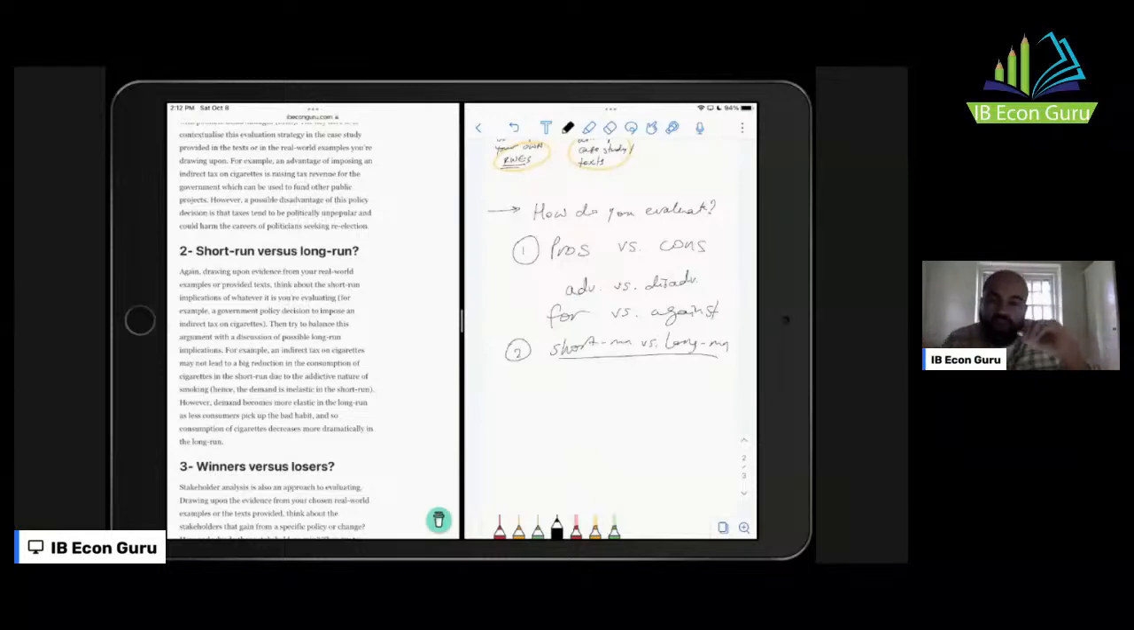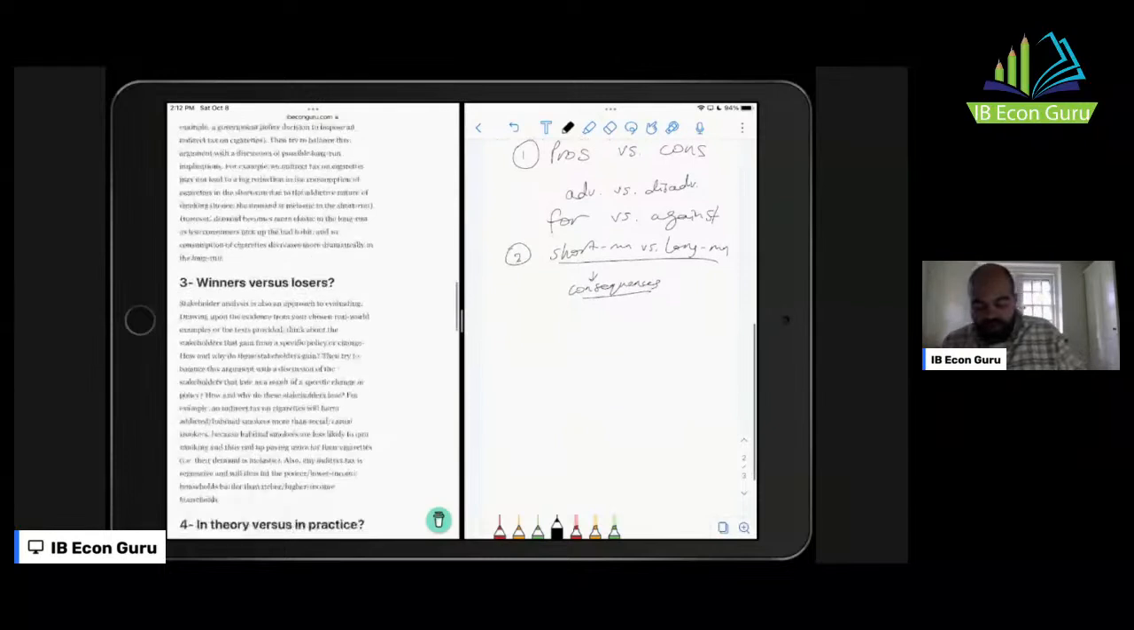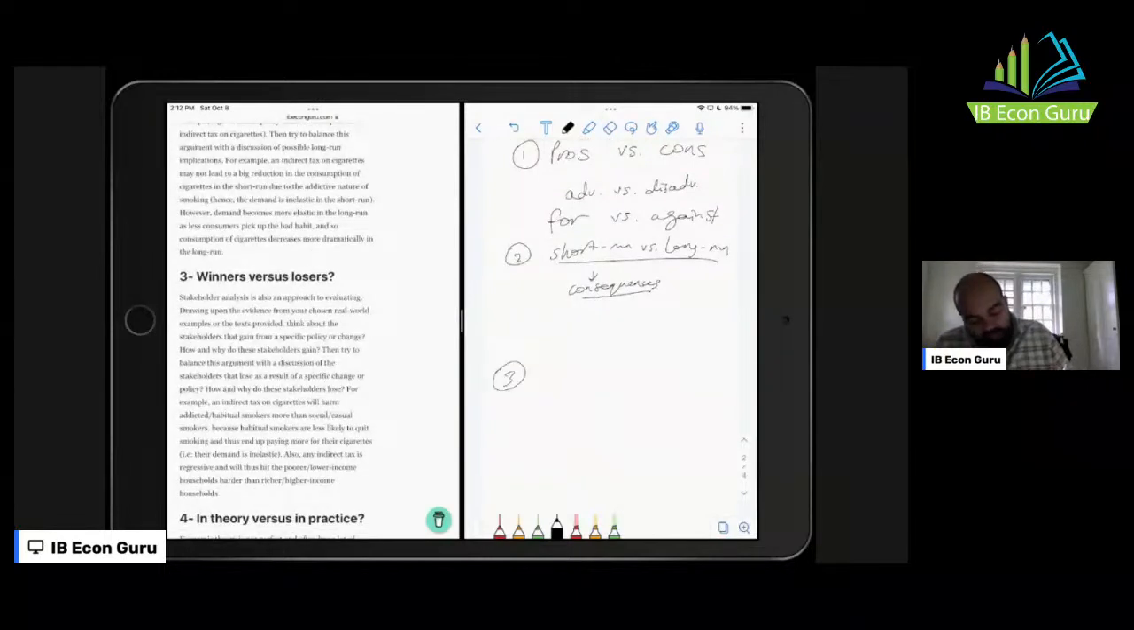So think about the short run versus the long run. Here, you can talk about the consequences of whatever it is you're evaluating. What are the consequences in the short run or the effects versus in the long run? The third approach is stakeholder analysis, basically. Stakeholder analysis, okay, think about who are the winners, sorry, not whiners, winners versus who are the losers.